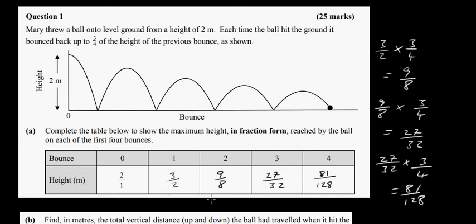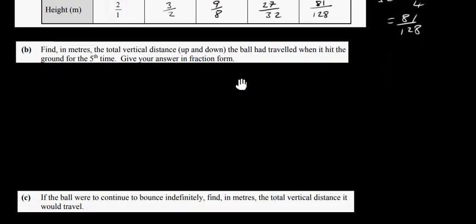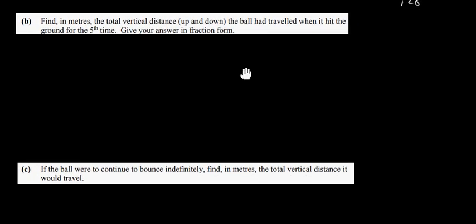So I've written those in here, and that's really the first part of the question. These are the heights on any particular bounce, after any particular bounce. So let's have a look at part B then. Find in meters the total vertical distance up and down the ball has travelled when it hit the ground for the 5th time. Give your answer in fractional form.